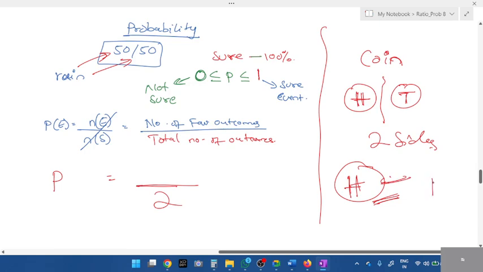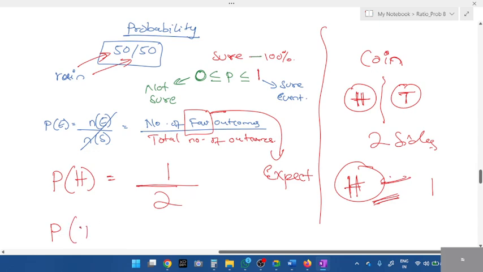At a time, is it possible to call head and tail? No. The coin can't fall on both sides at a time, only on one side. So one is the favorable outcome. Favorable is what we expect. Divide by total. If I want head, I have to write probability of head is equal to 1 by 2. Next, if somebody wants to call tail, probability of tail is equal to what? 1 by 2. Is this clear?